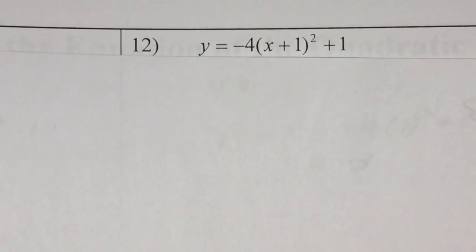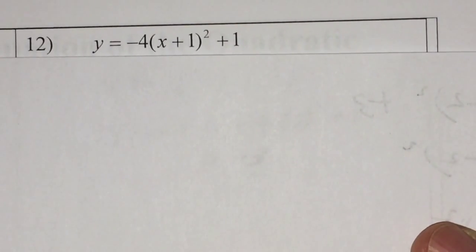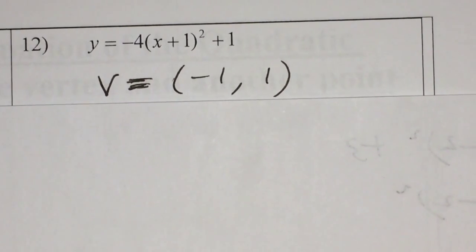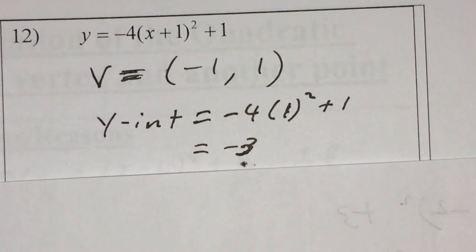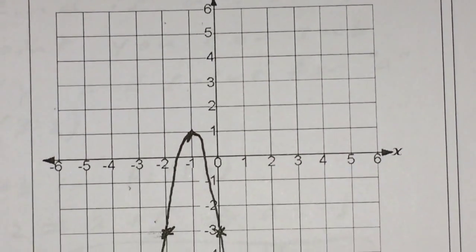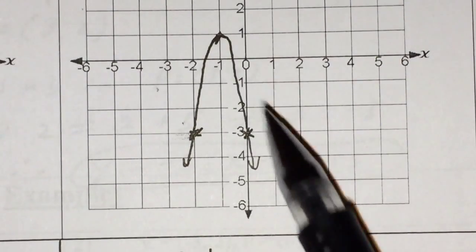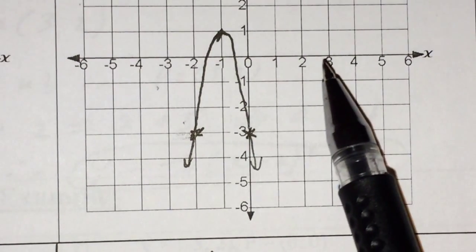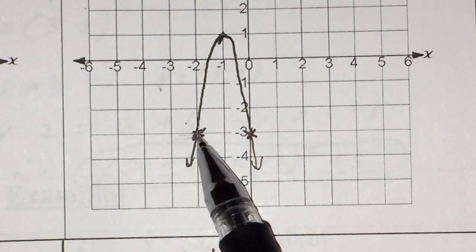And the last one is y equals negative 4 times (x plus 1) squared plus 1. The vertex on that is (negative 1, 1). Okay? Y-intercept, negative 3. And we can see that the graph looks roughly like this. Okay? Vertex right there. Y-intercept, negative 3. Because negative 4 is the a value, you go over 1, down 4.